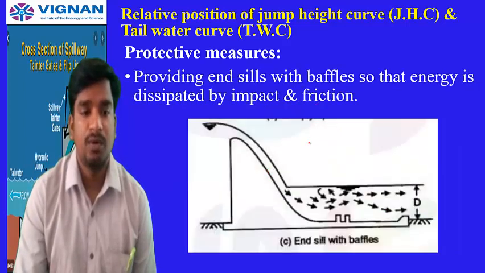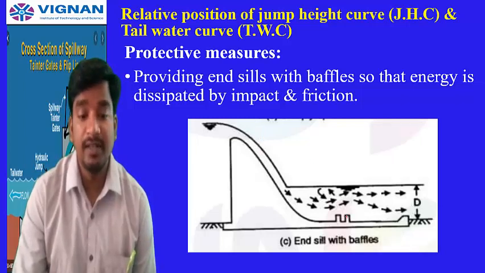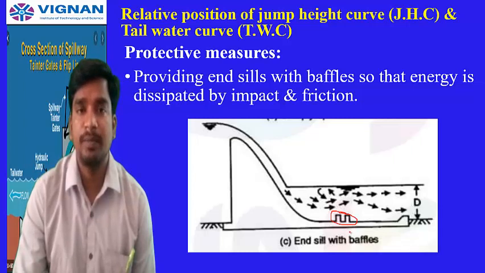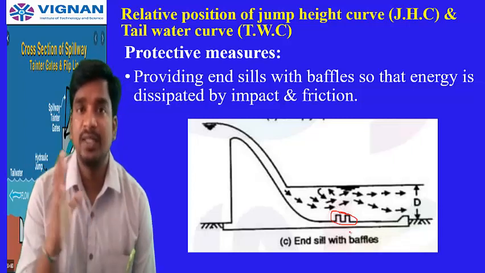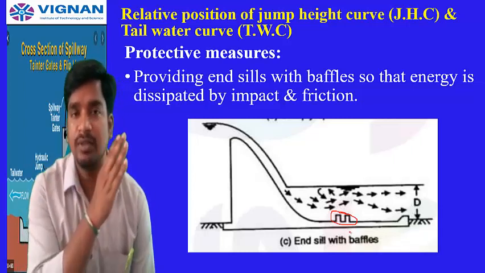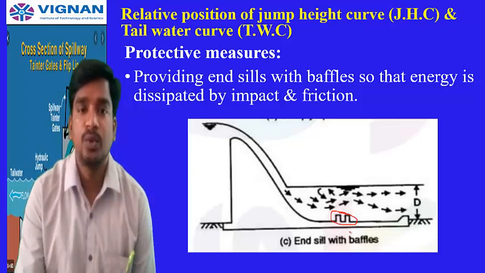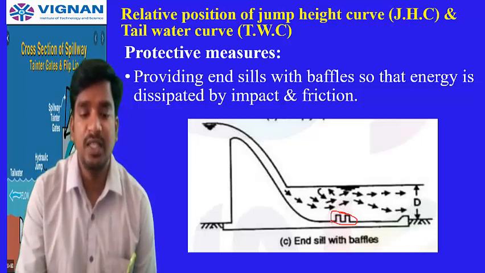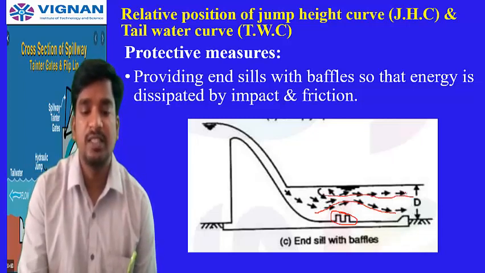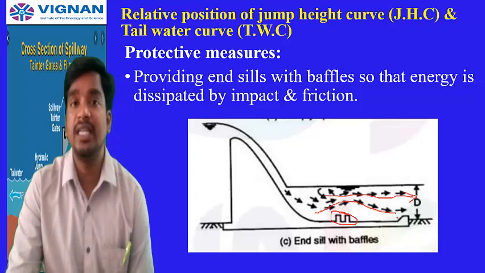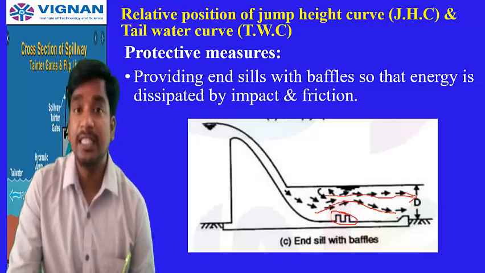Okay. Now if you see the third condition, by providing baffles at the stilling basins, these baffles will reduce the energy which is coming with a high velocity from the upstream side. A small jump will be formed like this and the energy is dissipated. So these are three different ways we can dissipate the energy.